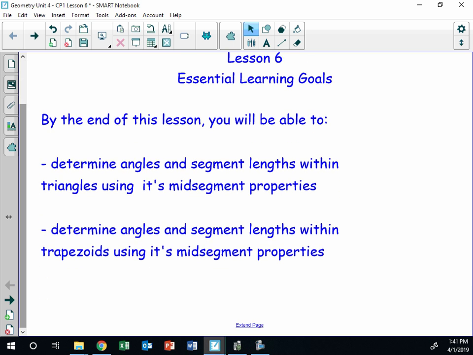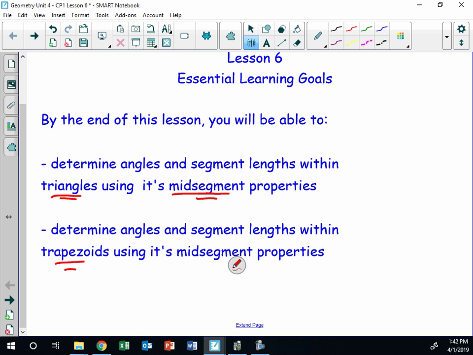In this lesson, we're going to be looking at a very specific type of measurement within shapes, and it's called the midsegment. So we're going to see how the midsegment works within triangles and how the midsegment works in trapezoids.